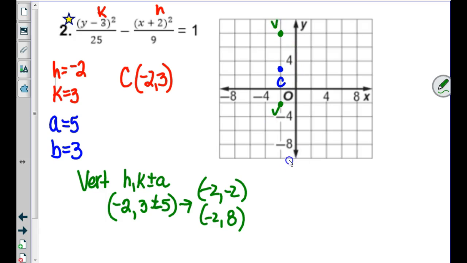Now, how much are we going out each way? 3. And that's a part where, if you skip this and just try to draw this in, you're not going to get it right. You've got to draw the box. You're going to go 1, 2, 3, 1, 2, 3. Okay, now draw the rectangle. I'm going to see if I can cheat.